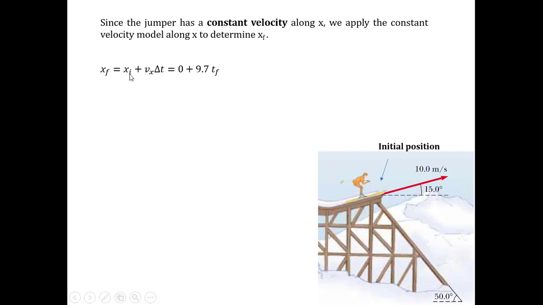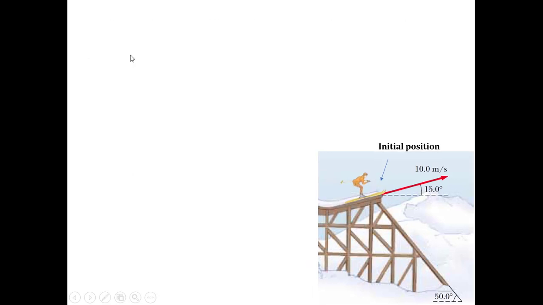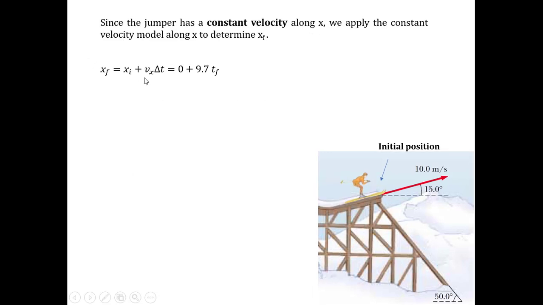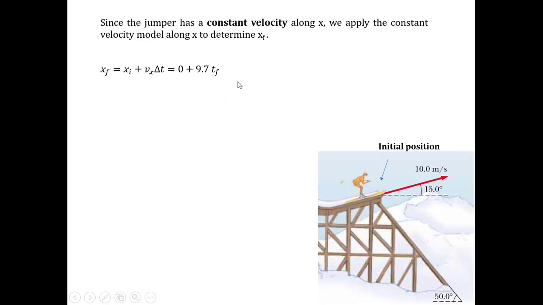Xi, what is xi? We need to go back to the previous slide. xi is equal to 0. So xi 0 plus Vx delta t. What is Vx? I go back here, Vxi or Vxf, it is the same because they are the same. So we substitute Vx with 9.7, so we put here 9.7 times delta t.